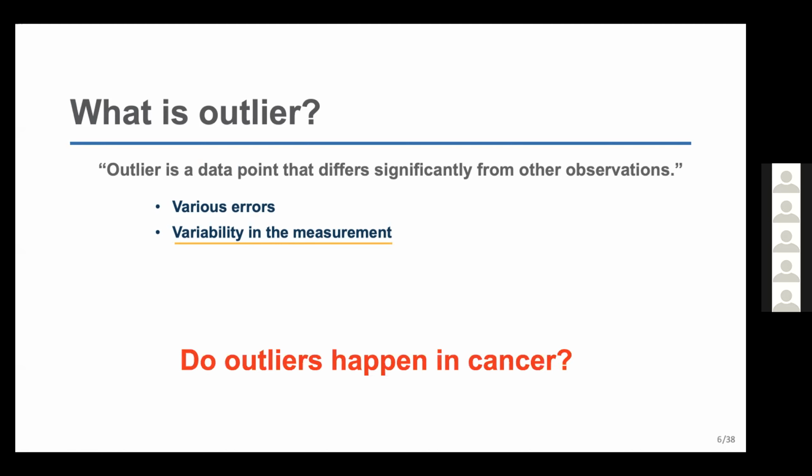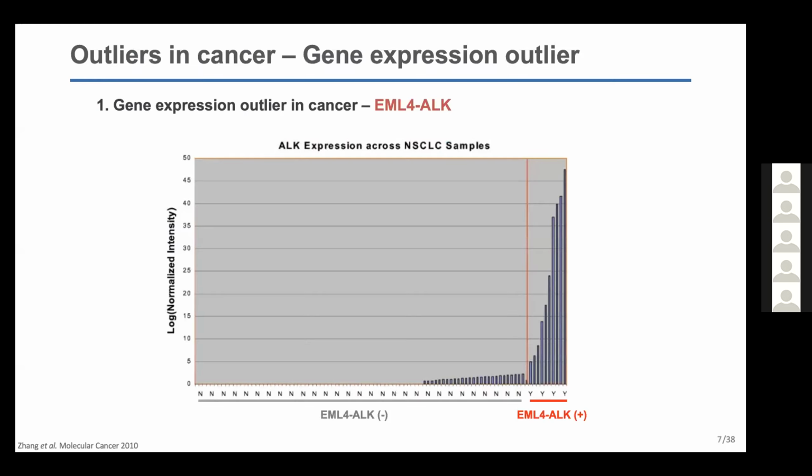My next question is, does this outlier happen in cancer? I want to show some examples of outliers in cancer. The first example is the gene expression outlier, which I'm interested in. I want to introduce the gene EML4-ALK, which is a very famous fusion gene found in non-small cell lung cancer patients. It's found in only 3 to 5% of the patients.